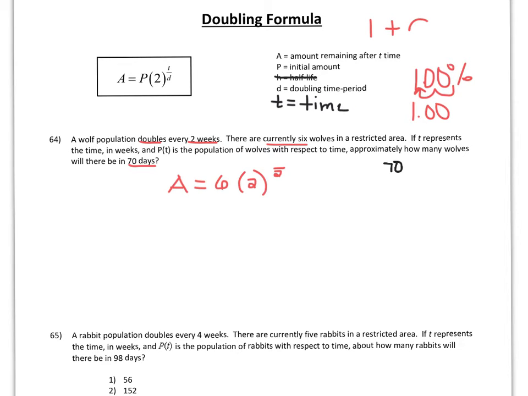So 70 days. Well, since there's 7 days in a week, if we take this and divide it by 7, that'll give us 10. That means that 10 weeks have passed within 70 days. So in the formula, I'm going to replace this, not with a 70, but with a 10. Because if the denominator is in weeks, we want the numerator to be in weeks as well. Okay, so let's replace that with a 10. Okay, so now really all you have to do is just plug this into your calculator. 6 times 2 to the, you could either type in 10 divided by 2 power, or isn't 10 divided by 2 just 5? So you could plug in 6 times 2 to the 5th power. Okay, and when you do, you wind up getting exactly 192. So 192 wolves.